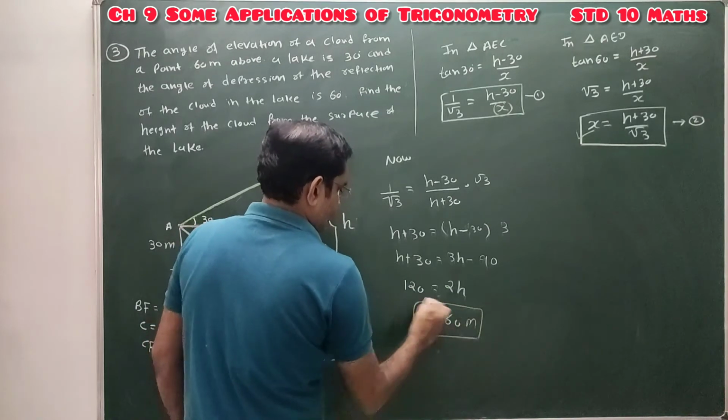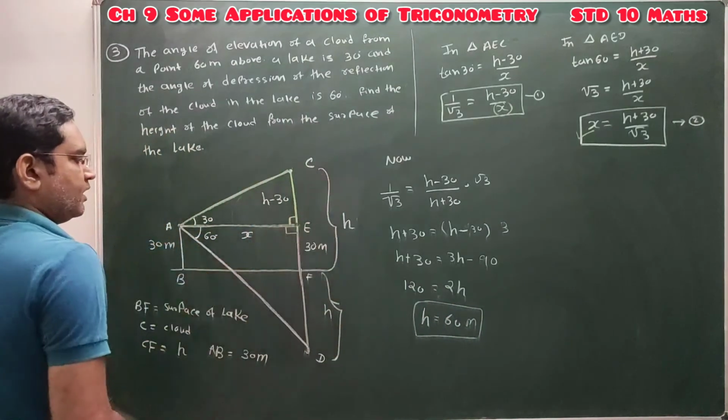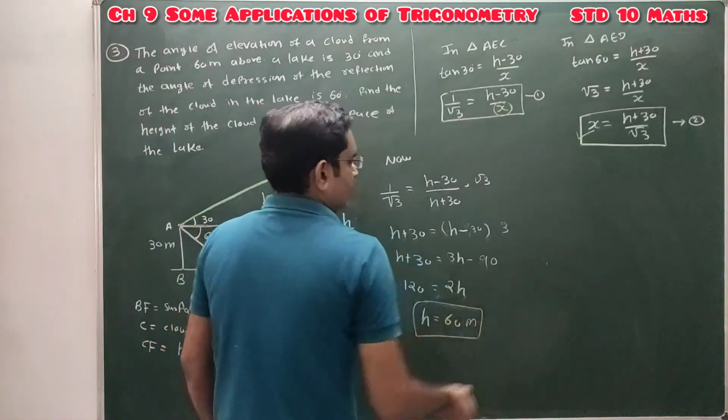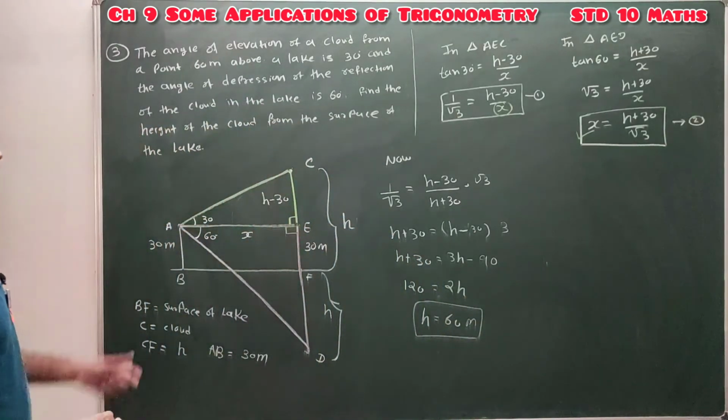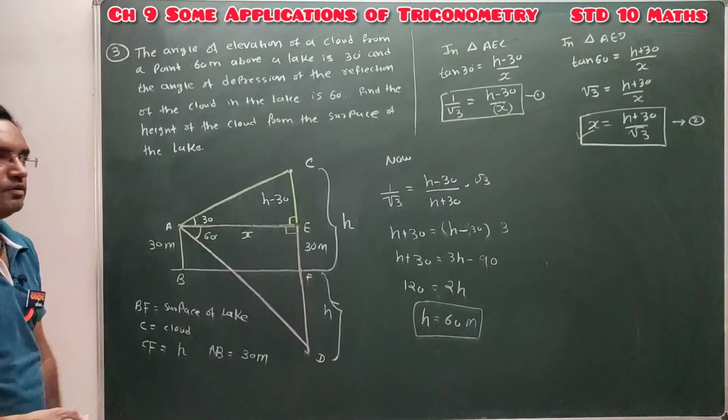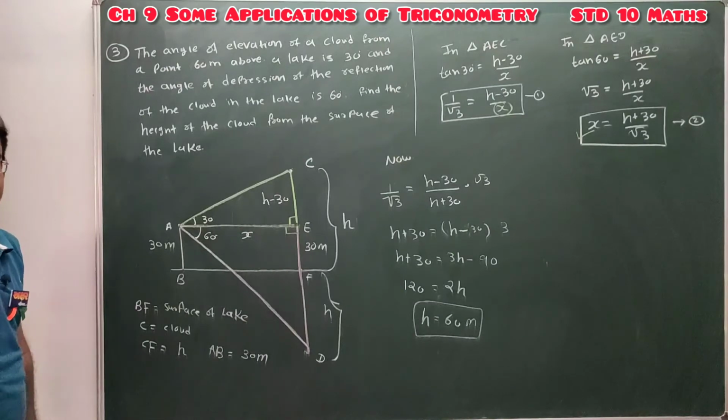h equal to 60 meter. What is h? h is the height of the cloud from the lake. So you have to write the answer at the bottom of the solution. Therefore the height of the cloud from the surface of the lake is 60 meter. Clear students? Pause the video and note it down.